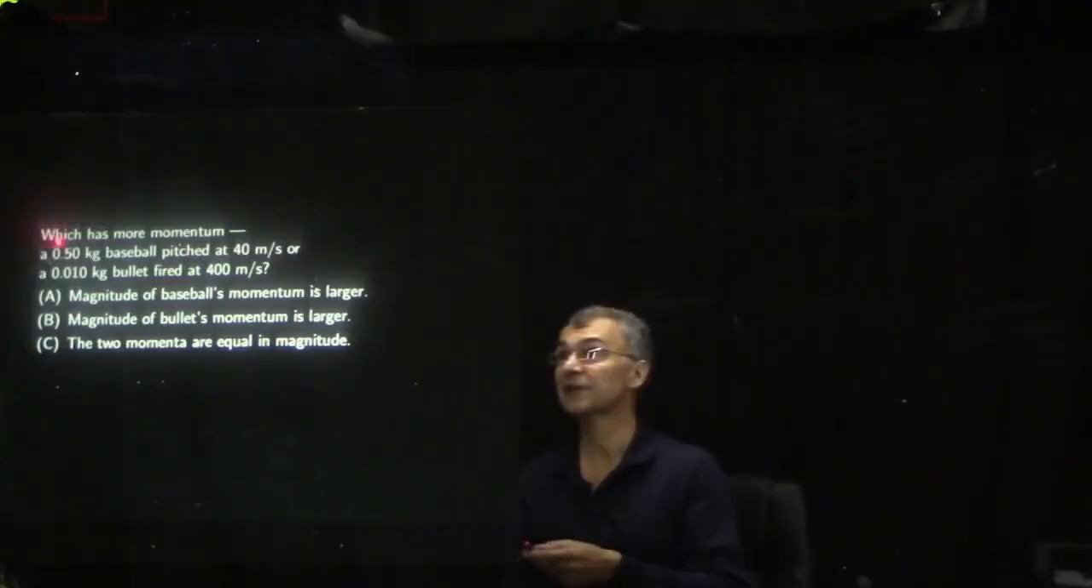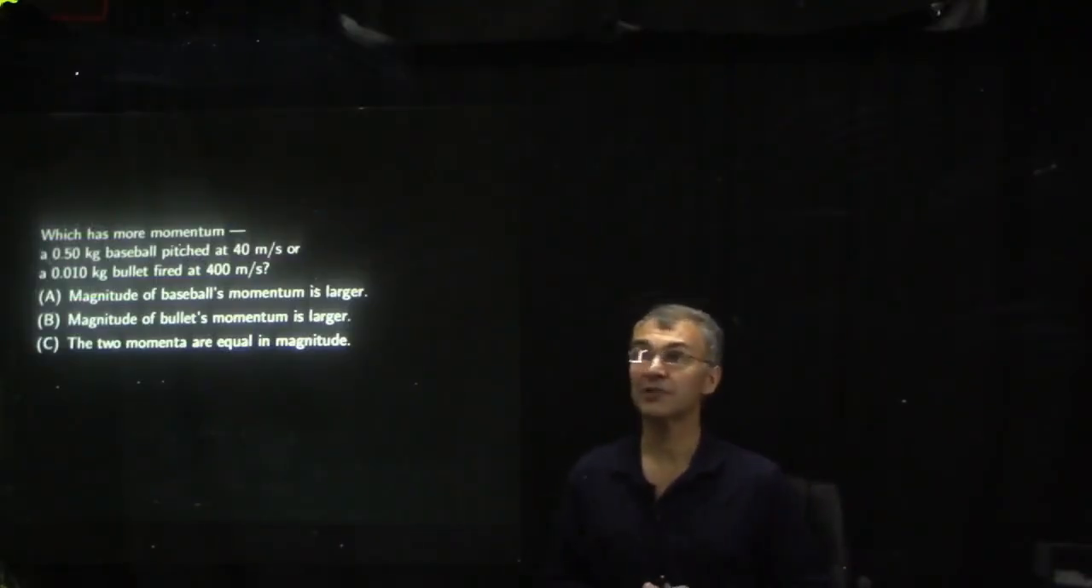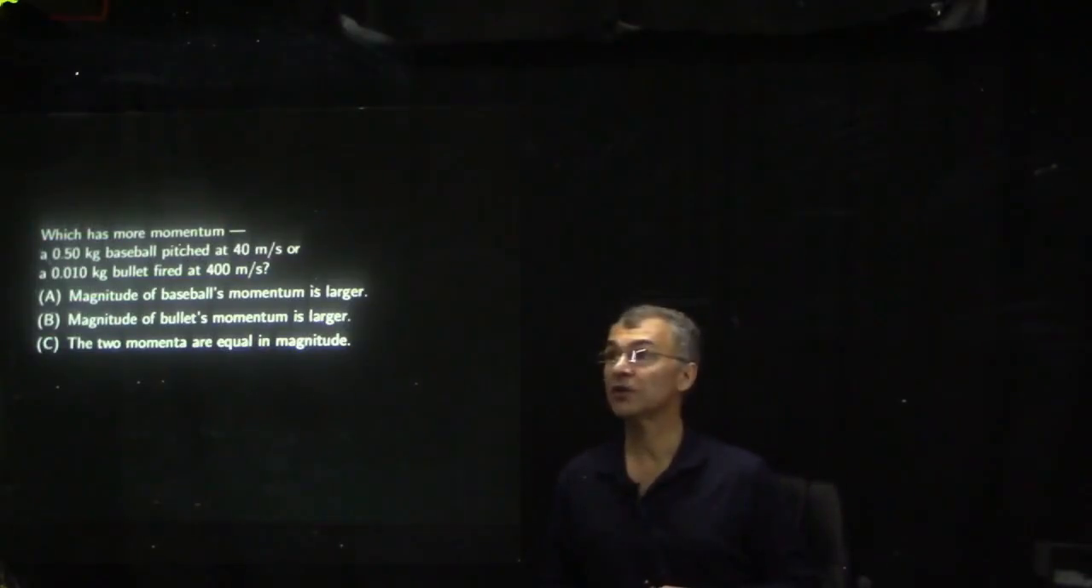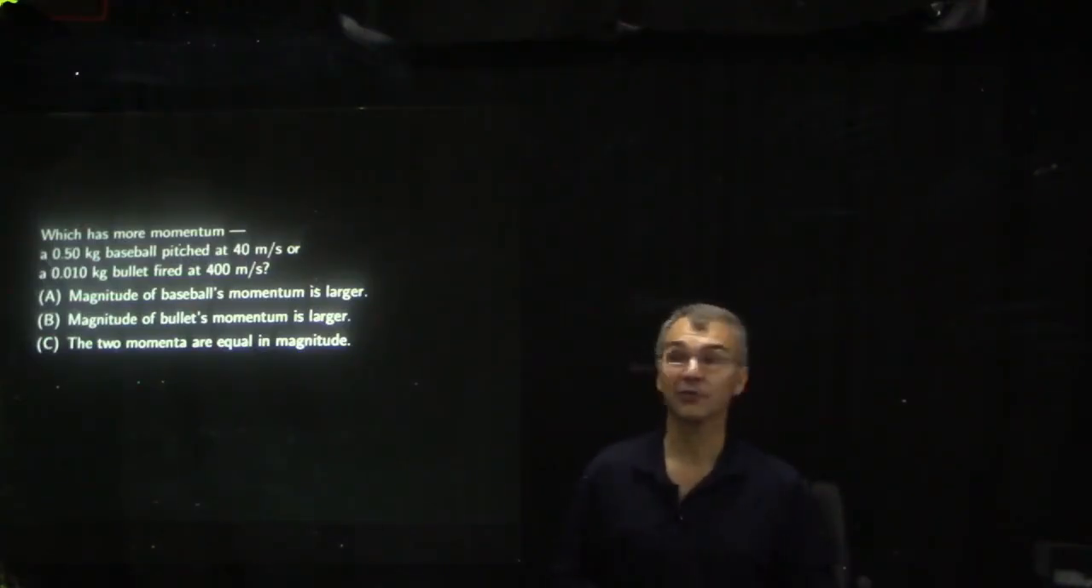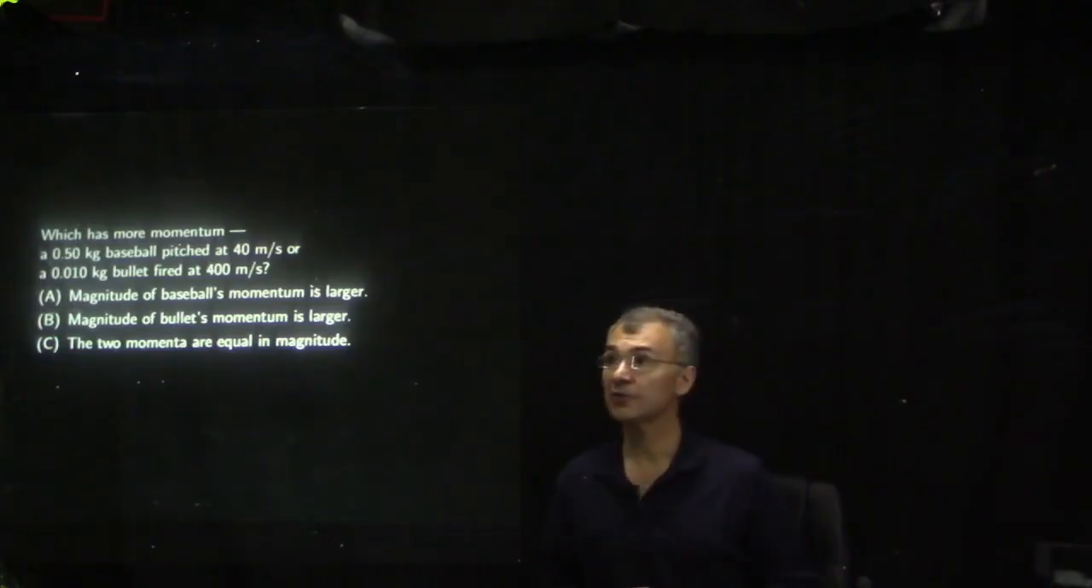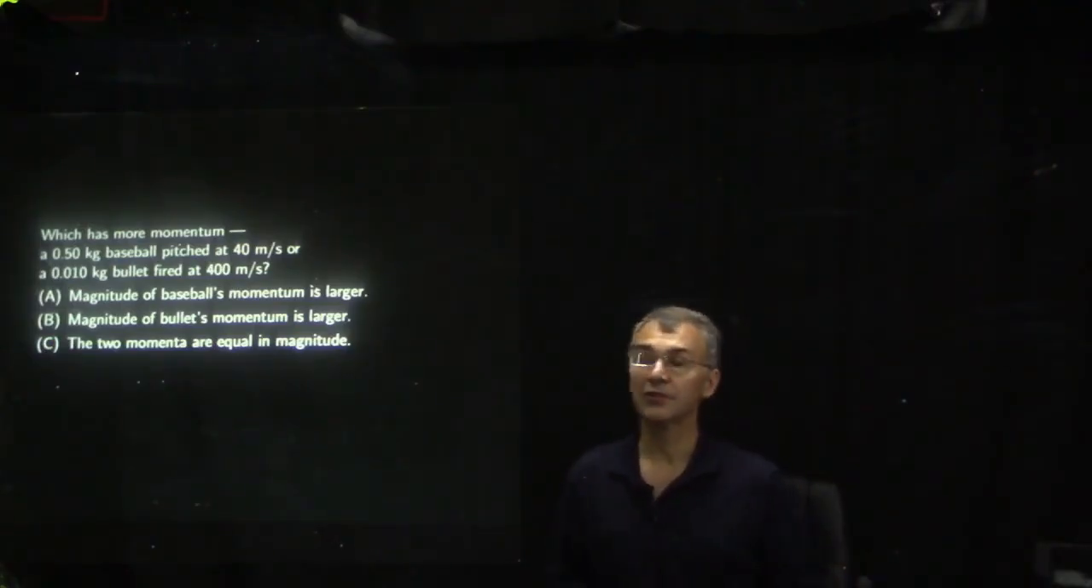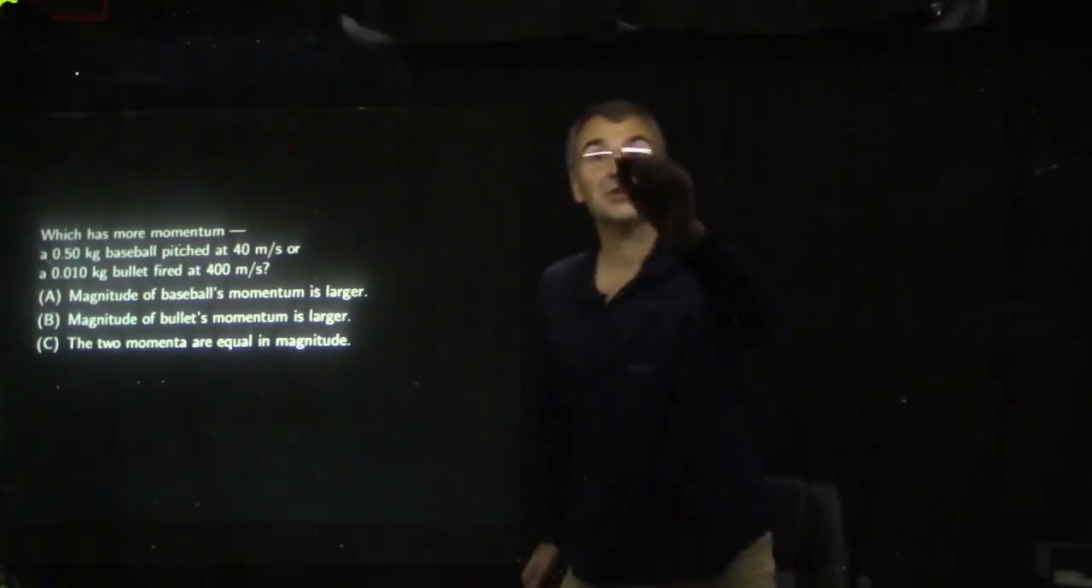Which has more momentum? A 0.5 kilogram baseball pitched at 40 meters per second, or a 0.01 kilogram bullet fired at 400 meters per second? Okay, so a half kilogram baseball versus a 10-gram bullet, but there's a factor of 10 ratio of velocities. Let's work that out. Momentum is what times what? Momentum is mass times velocity.